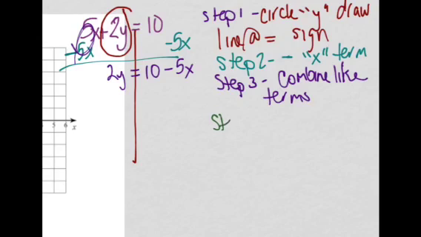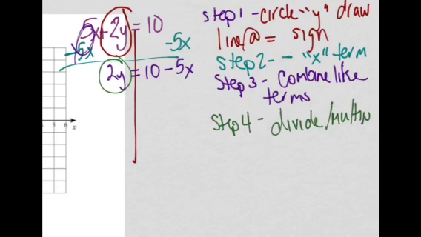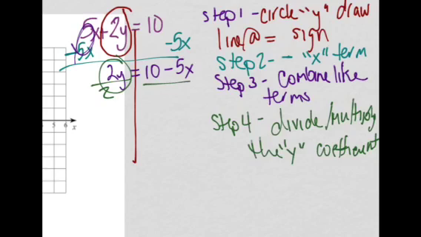So then step 4 says it's time to divide or multiply the y term's coefficient, which means since it's 2 times y, I have to divide by 2. So I divide by 2. You'll notice whatever I do over here to this side also gets done over here to this side, and it gets done to both terms. We will talk more about that here in a minute.